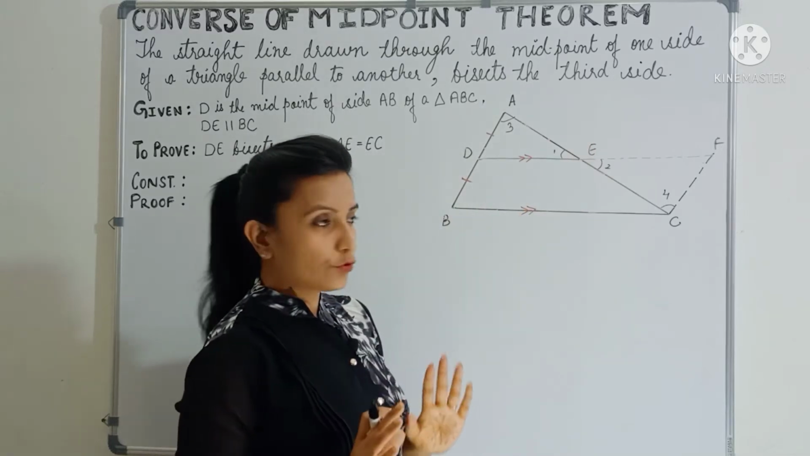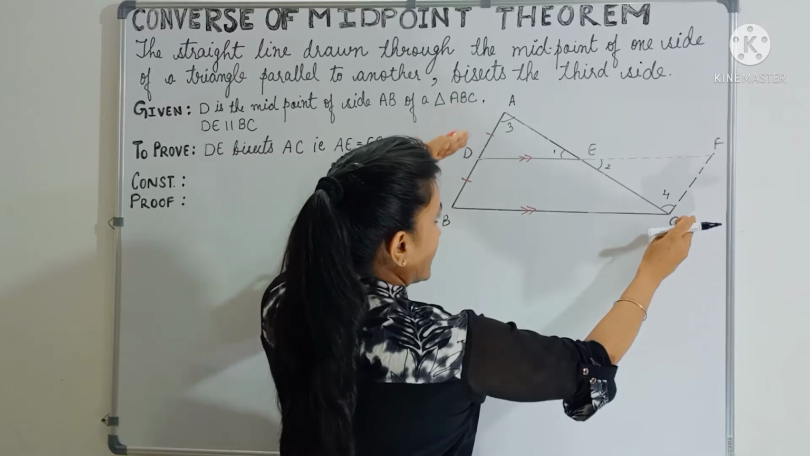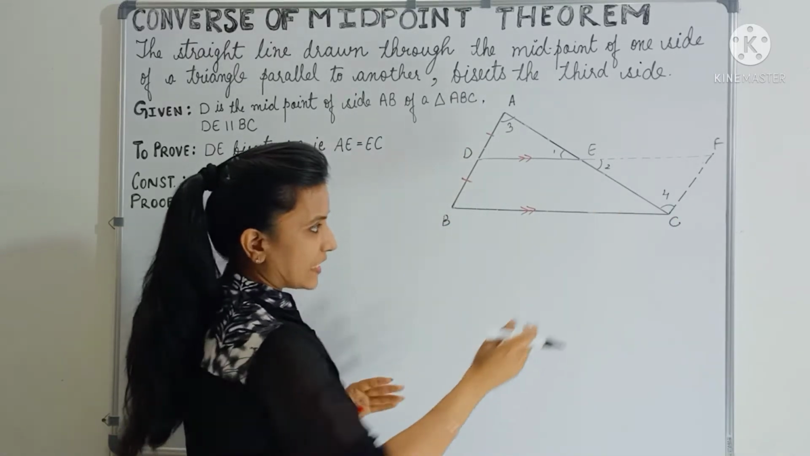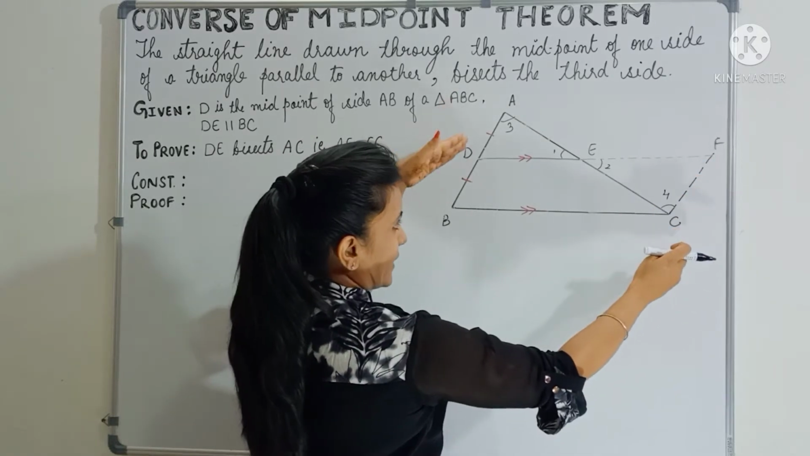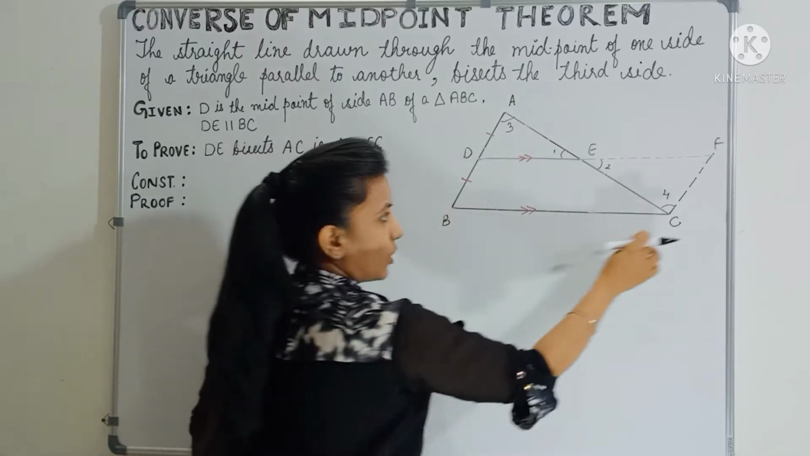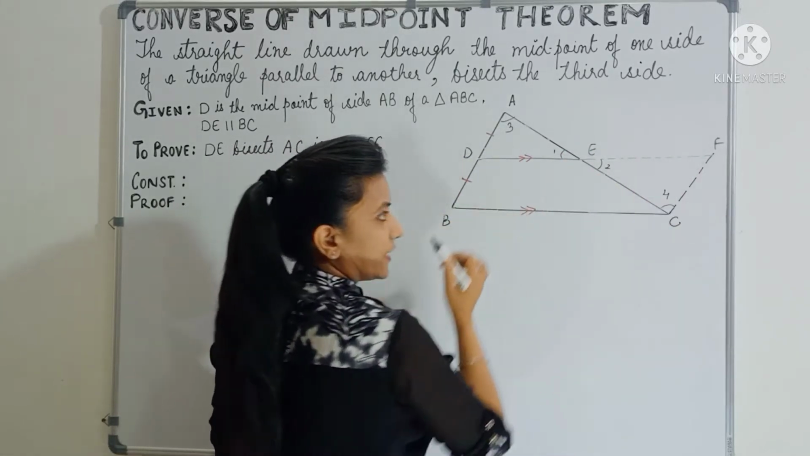So first I have to show that CF is equal to DA, because if you remember, in the midpoint theorem also we showed that CF is equal to DA, right? So let's try to do that here. Now, this quadrilateral DBCF will help you in that.